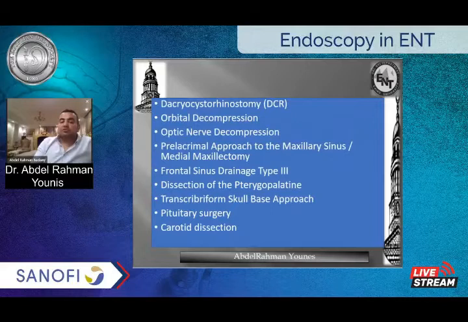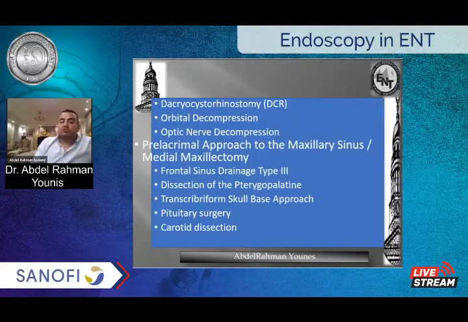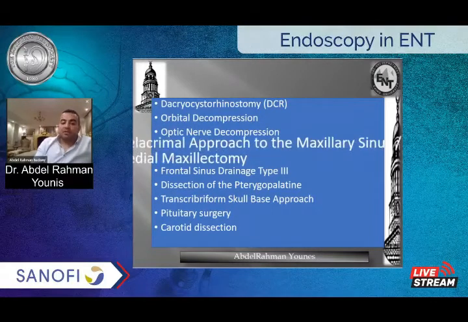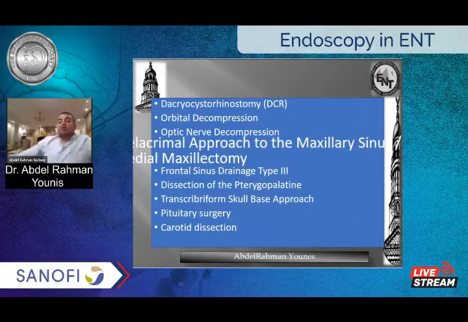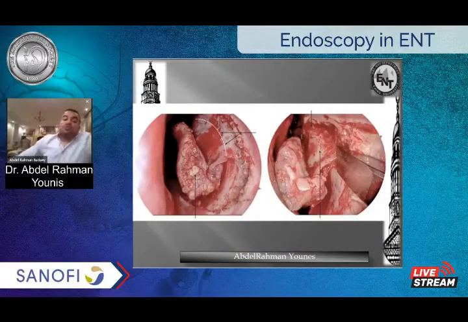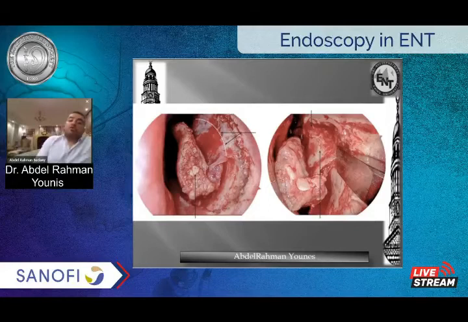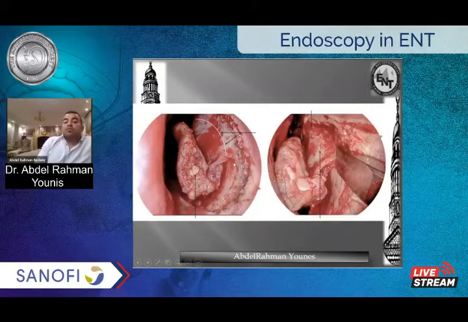We're gonna talk now about the pre-lacrimal approach to the maxillary sinus and medial maxillectomy. The pre-lacrimal approach is a modification of the classic approach to the maxillary sinus. It exposes the whole maxillary sinus, including the anterior wall. We're gonna have a linear incision at the anterior end of the middle turbinate, exposing the nasolacrimal duct.